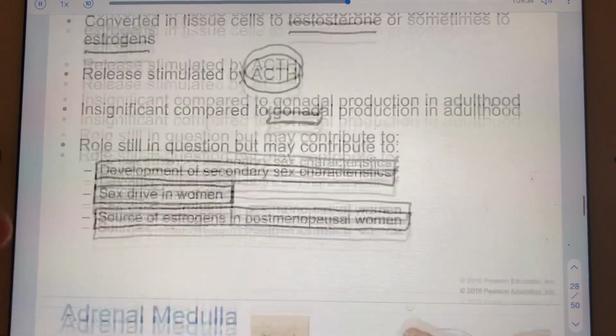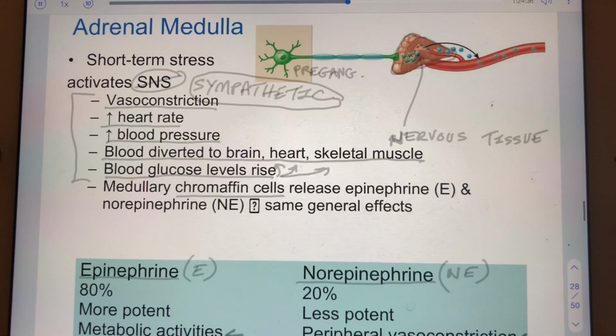Let's look at our next slide, 29. Sorry for that pause. I was trying to find it.